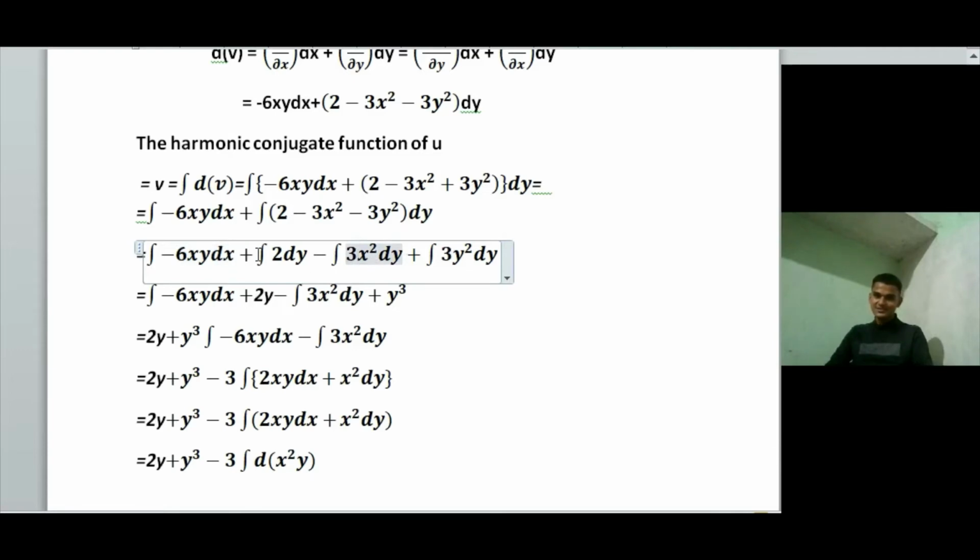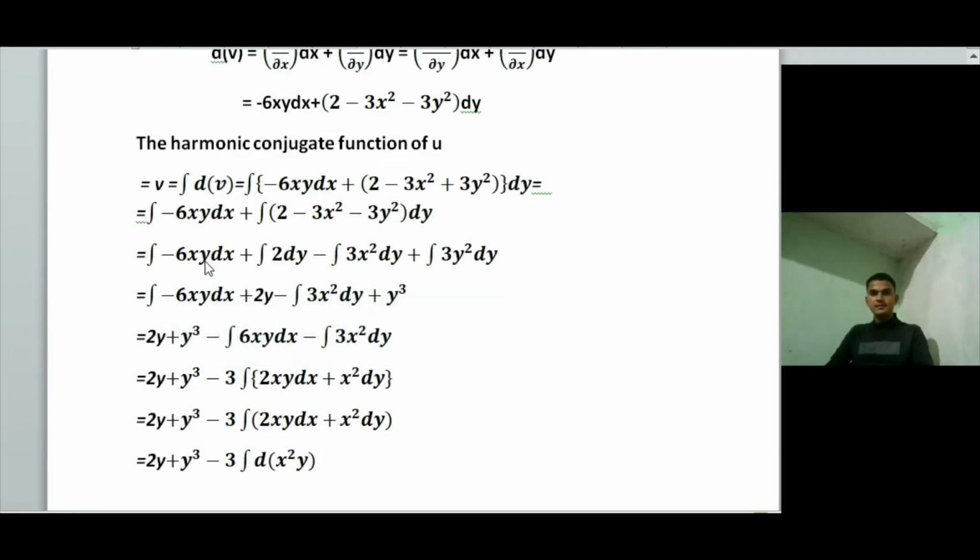So you can see this is 2 dy. Simply, the integration of 2 dy is 2y, and the integration of y square dy is 3y cube divided by 3. So 3 cancels, so y cube. So this is 2y plus y cube.